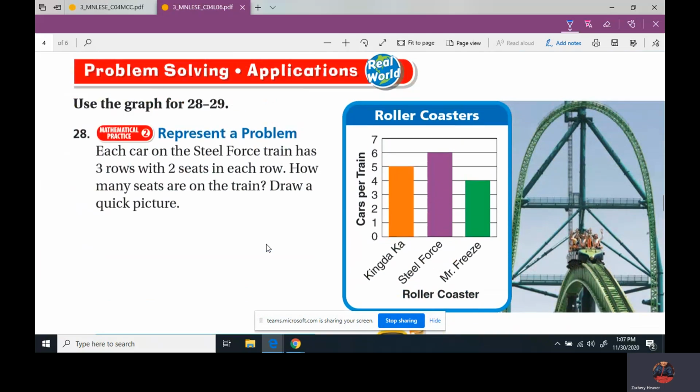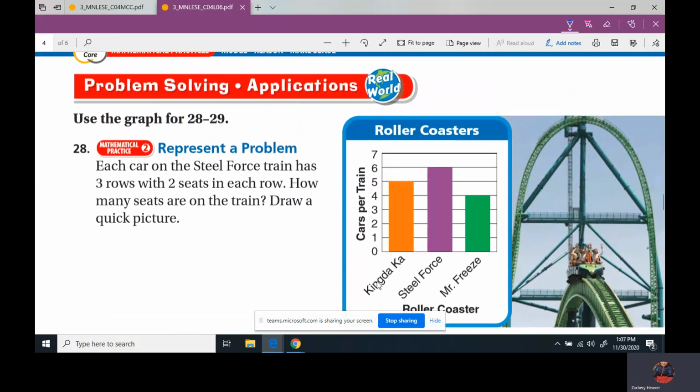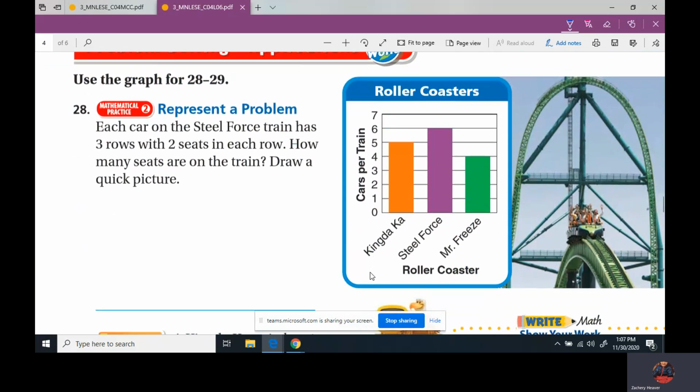On the next one, we're going to use our graph here. Let's decode this graph. So King Da Ka is 5. Steel Force is 6. And Mr. Freeze is 4. So each car on the Steel Force train has 3 rows of 2 seats. How many seats are on the train? Draw a picture.